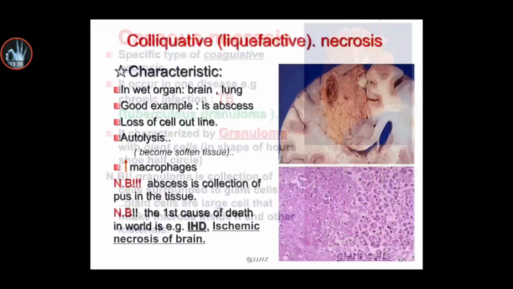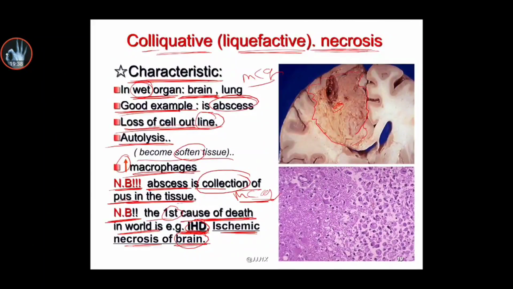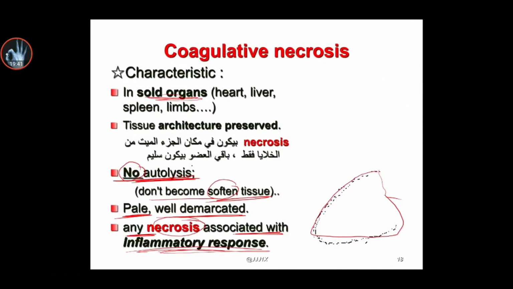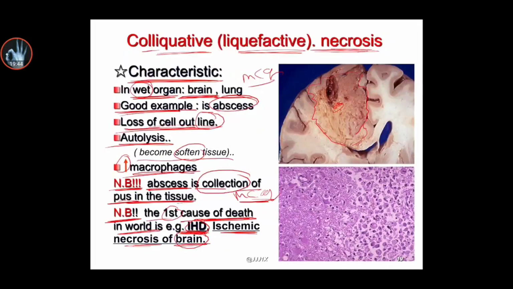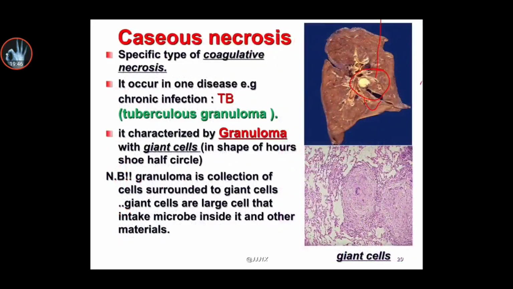So as we said, the main types of necrosis are coagulative, number one, and the second one, liquefactive. For coagulative, we said there are 4 types: caseous necrosis, gangrenous necrosis, fibrinoid necrosis, and fat necrosis. The first one is caseous necrosis, a specific type of coagulative necrosis.